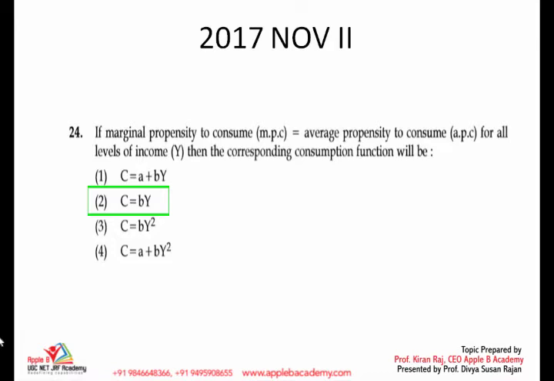According to the Keynesian absolute income hypothesis, MPC will always be less than APC, indicating that there will exist a concept of autonomous consumption even when the income is 0. So again the answer is going to be C is equal to BY, as there is no concept of autonomous consumption. Also, APC is equal to MPC denotes the point at which APC is constant over the long run.